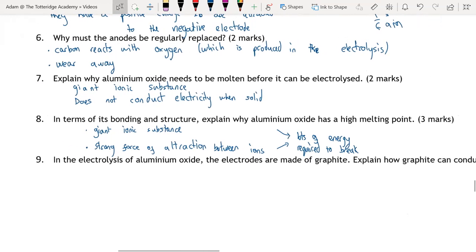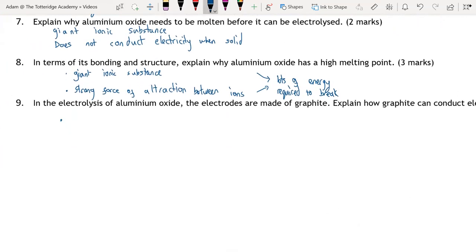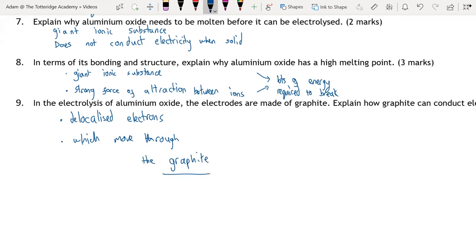In the electrolysis of aluminium oxide, the electrodes are made of graphite. Explain how graphite can conduct electricity. 2 marks, that's delocalized electrons which move through the graphite. Now in the AQA exam, they often underline that there. You need to say move through the graphite. So if you say move through the substance, you don't get any marks. You have to say move through the graphite or you don't get any marks.